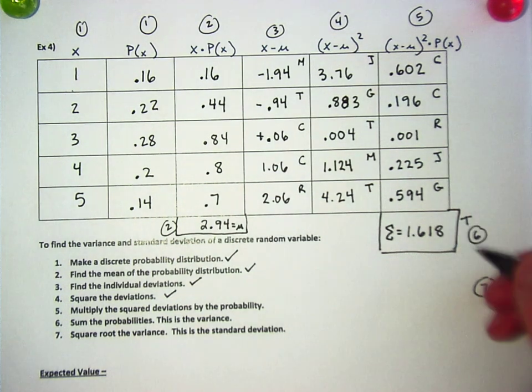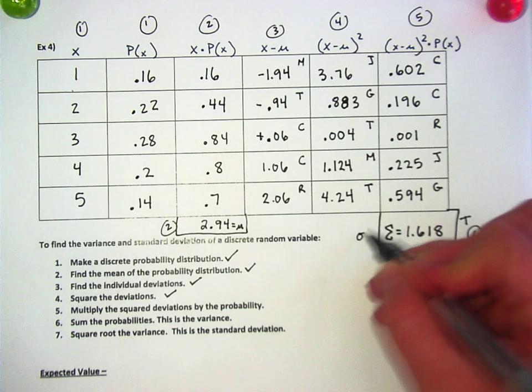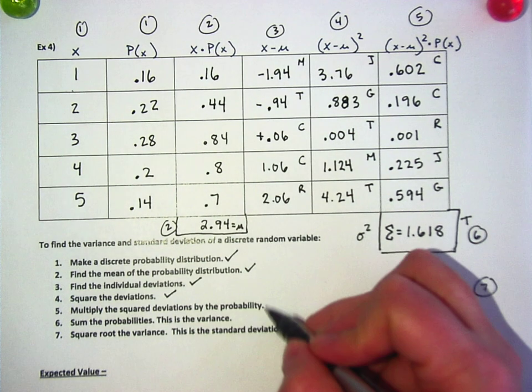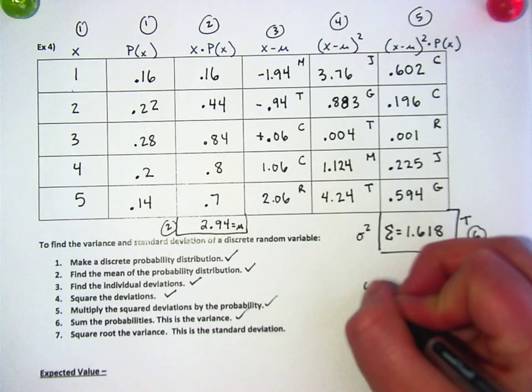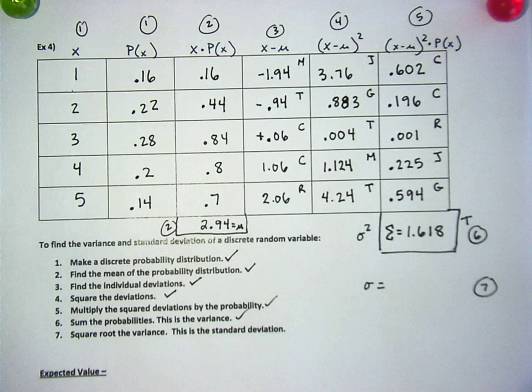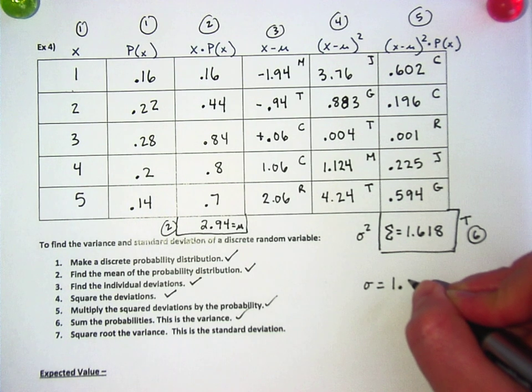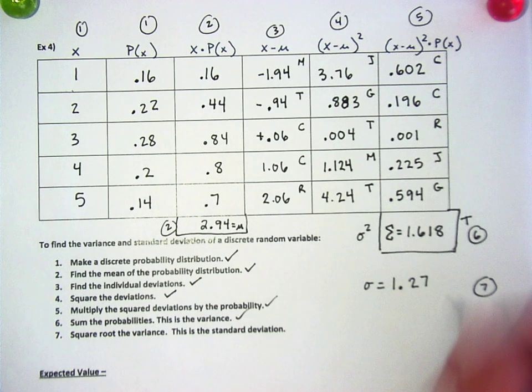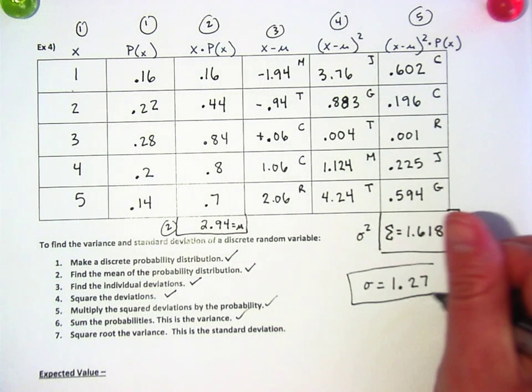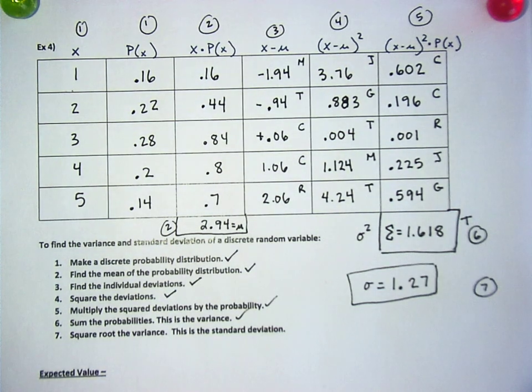All right, this is your variance. So this is sigma squared, or the variance, step 6. And then to find the standard deviation, you just square root it. Everybody do this one. Does everybody remember what a standard deviation is? It's on average how far our numbers deviate from the mean. I got 1.27. You guys get the same thing? Yep. Okay. Now, that makes sense to me because remember, the average of this personality test was about 3.